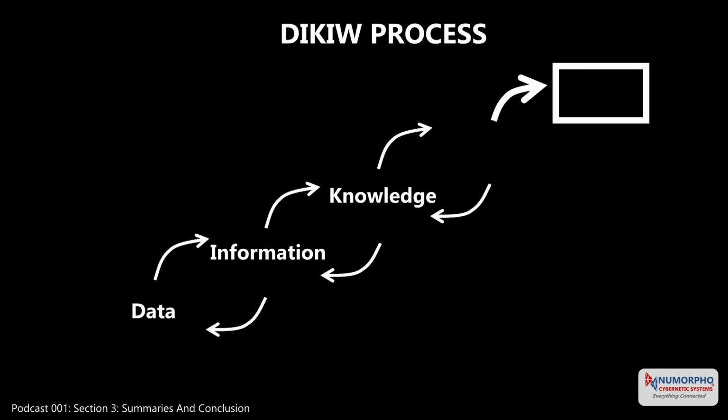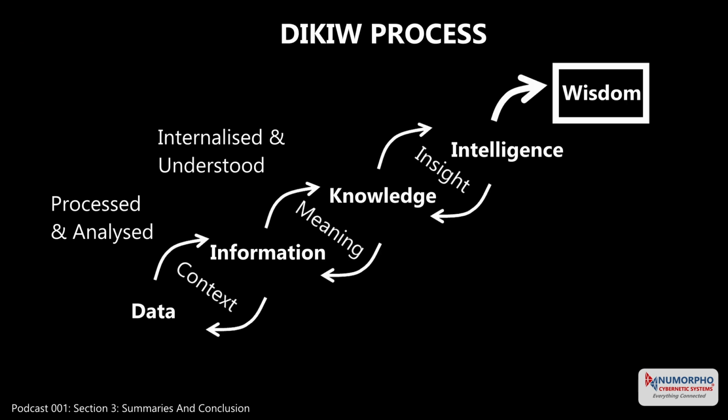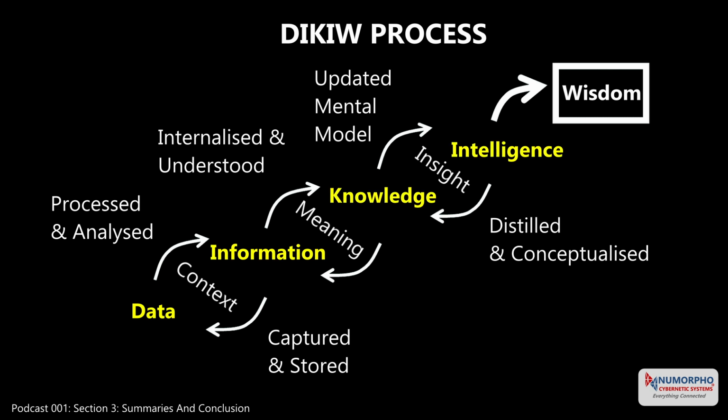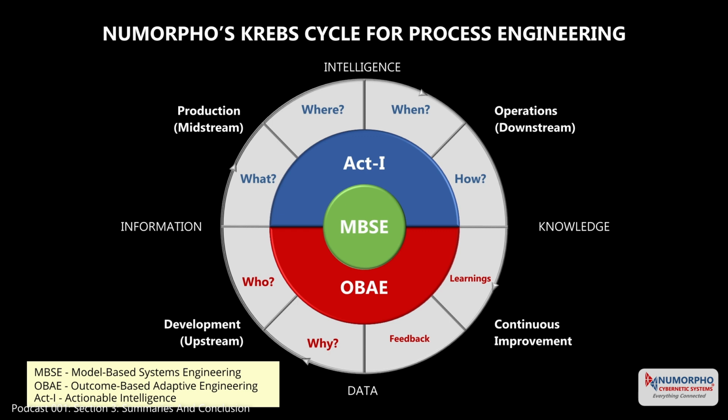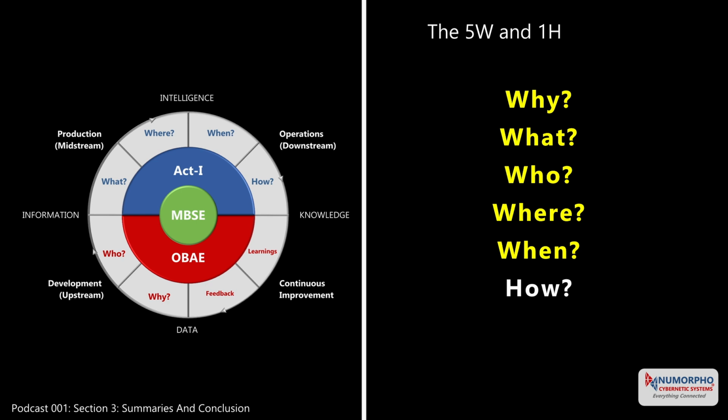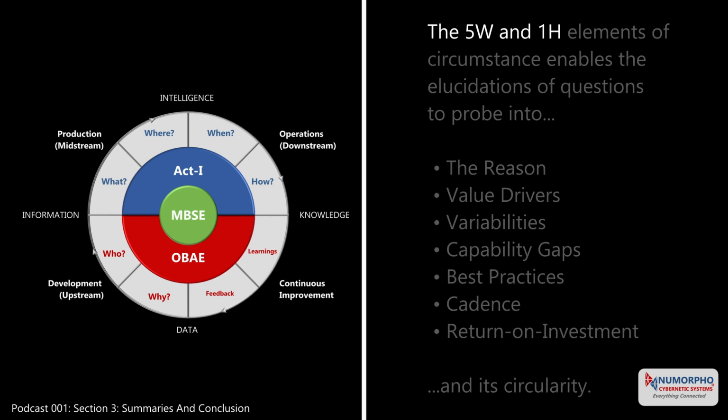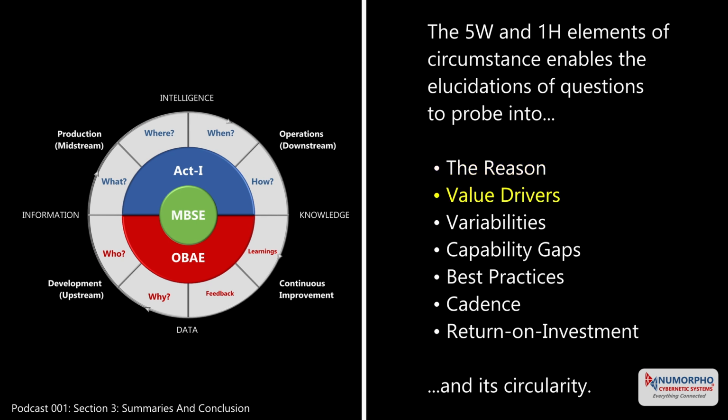In our approach to process engineering, we take a holistic approach to the DIKIW. Data is information, is knowledge, is intelligence, is wisdom construct. The core of this automation platform is the Krebs cycle, which coordinates upstream, midstream, and downstream activities while facilitating continuous improvement. It is driven by model-based systems engineering, MBSE, at its core, and augmented by our constructs for outcome-based adaptive engineering, OBAE, and actionable intelligence, ACT-I. Why, what, who, where, when, and how, the 5 Ws and 1 H, enable the elucidations of questions to probe into the reason, value drivers, variabilities, capability gaps, best practices, cadence and return on investment, and its circularity.